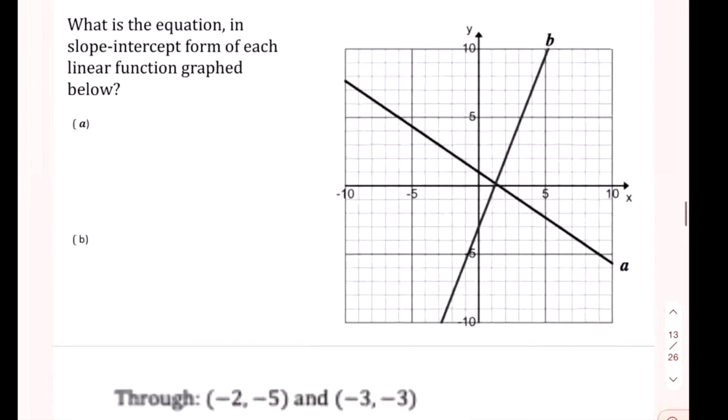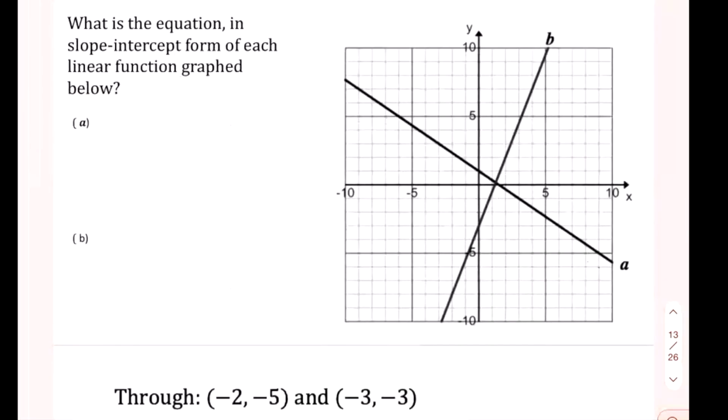What is the equation in slope-intercept form for each linear function graphed below, a and b? I've changed this slightly from the revision sheet. In the revision sheet, they're asking only a, and they give you multiple choice. I've changed it because I want to do both of them. Okay, so let's start with a. Slope-intercept, remember, it's y equals mx plus b. m is the slope, b is the intercept. This is the second time we'll talk about it today, okay?